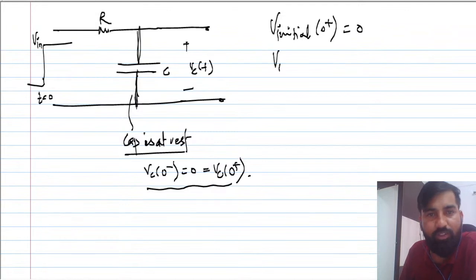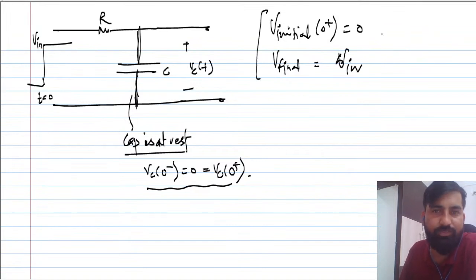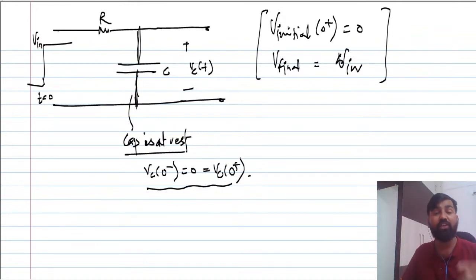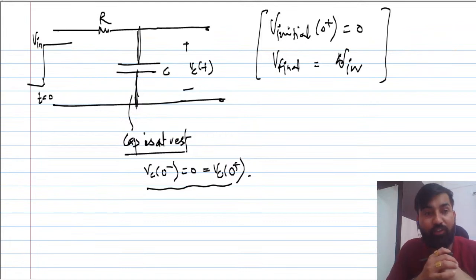And what is the final voltage across the capacitor? Needless to write 0 plus, it is enough. It is V in, right? It is V in this case. You will be able to find these two things. You have to find the initial voltage across the capacitor and the final voltage across the capacitor.